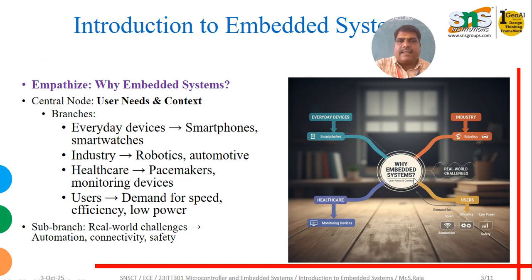Now we will discuss this topic based on a design thinking approach. The design thinking approach consists of 5 phases: empathize, define, ideate, prototype and testing. Now I will discuss the first phase of design thinking, called empathize.